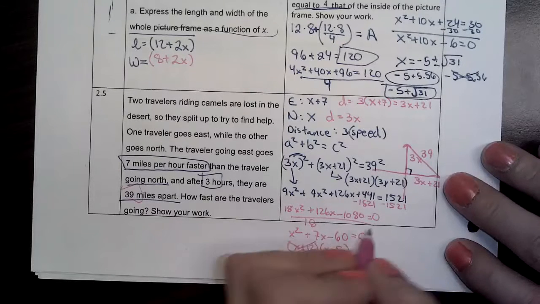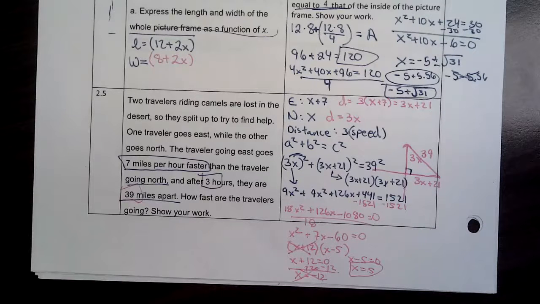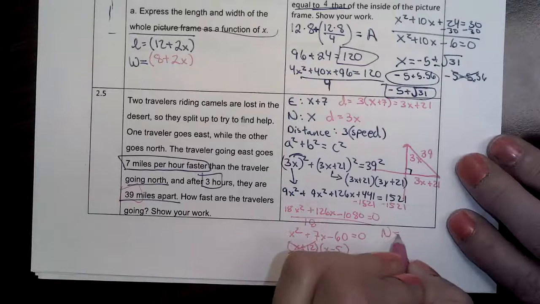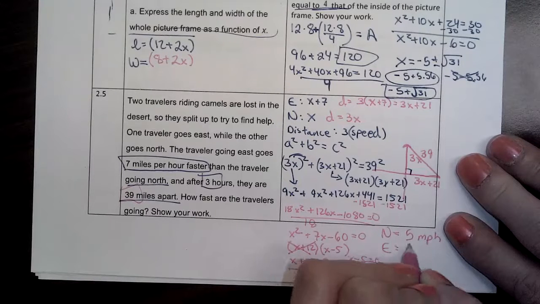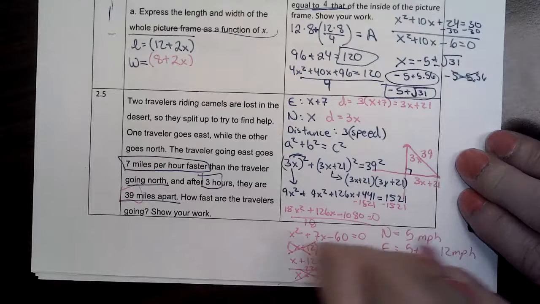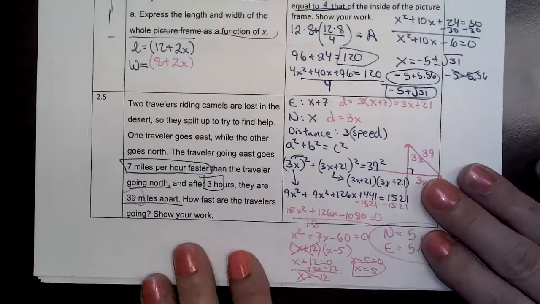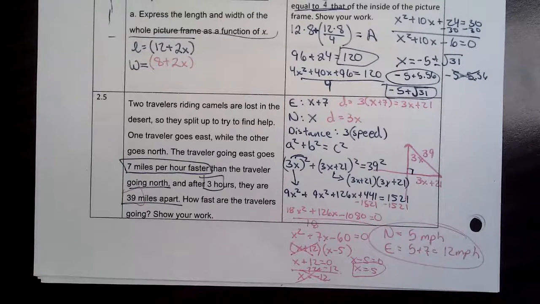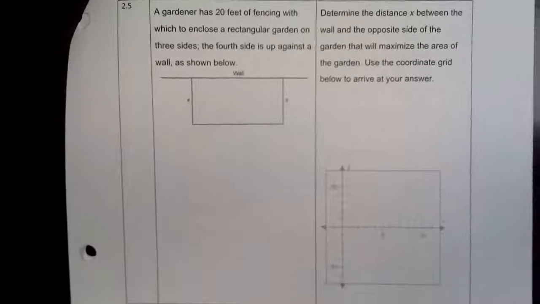So now we can actually figure out their speed. Okay, so north is just x, so 5 miles per hour, and east is 5 plus 7, so that's 12 miles per hour. All right, so those are two types. Now our third type is going to be another very common type of problem that you'll see.